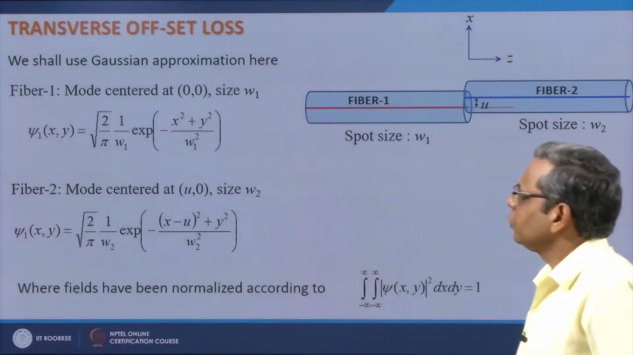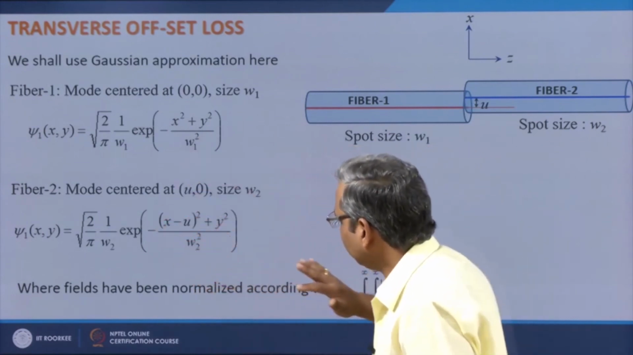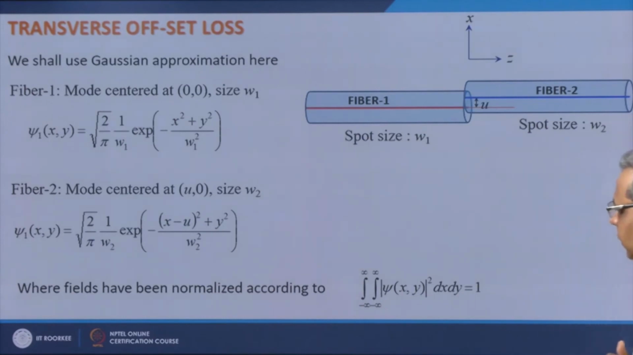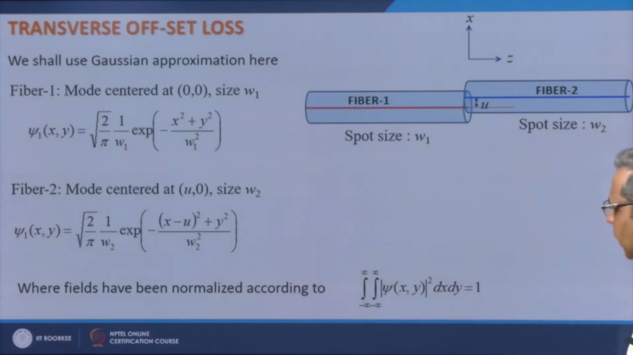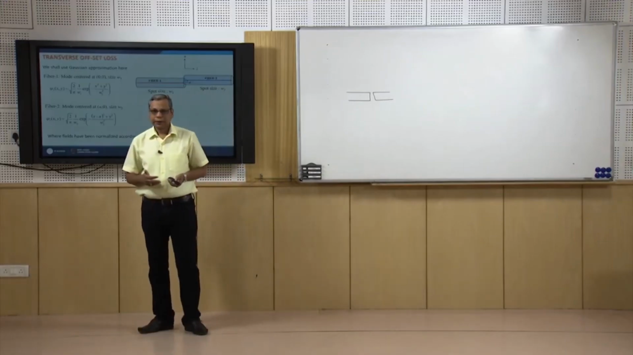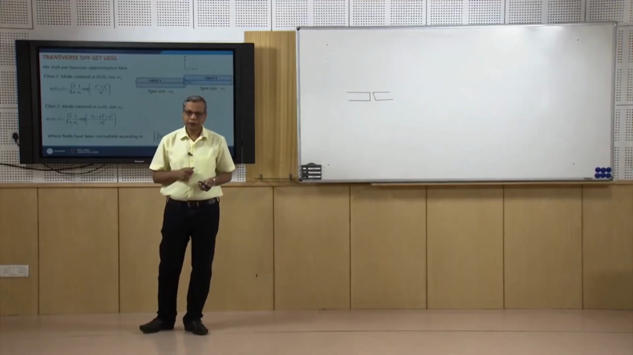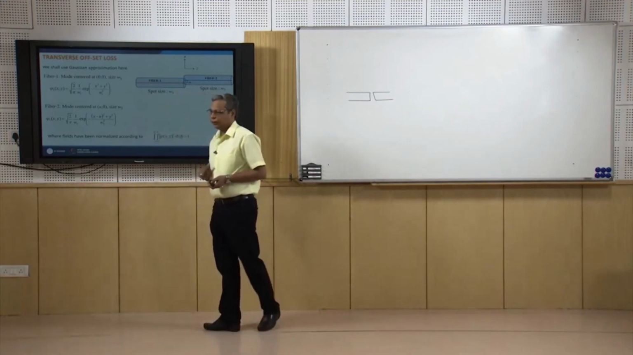In order to get these, I have used the normalization condition that the integral of mod psi squared dx dy over the entire range of x and y is equal to 1. Since I am using these to calculate the losses, these are basically area normalized.